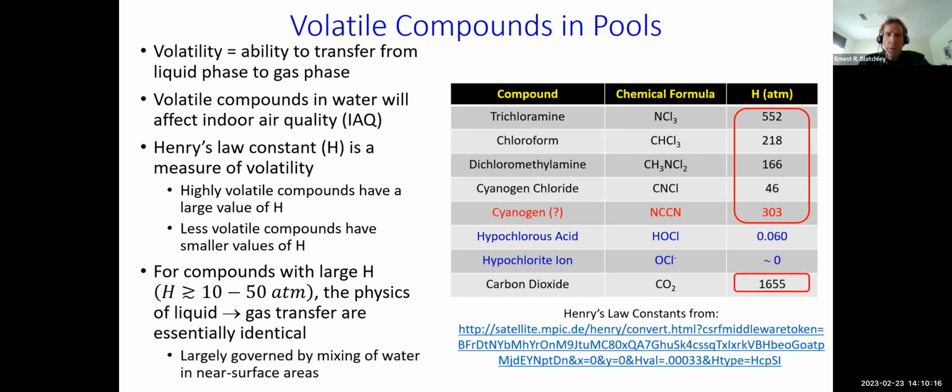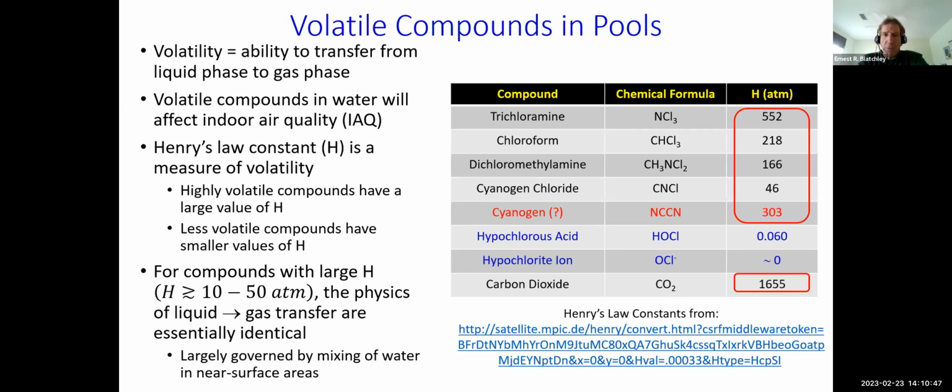It's also important to point out that there's another volatile compound that's present in all swimming pool waters, and that is carbon dioxide. It also has a relatively large Henry's law constant. And as we'll see, that large Henry's law constant for carbon dioxide and the fact that it's present in all water samples suggests that carbon dioxide might be a fairly useful proxy for these other compounds that generally tend to be more difficult to measure in the gas phase.